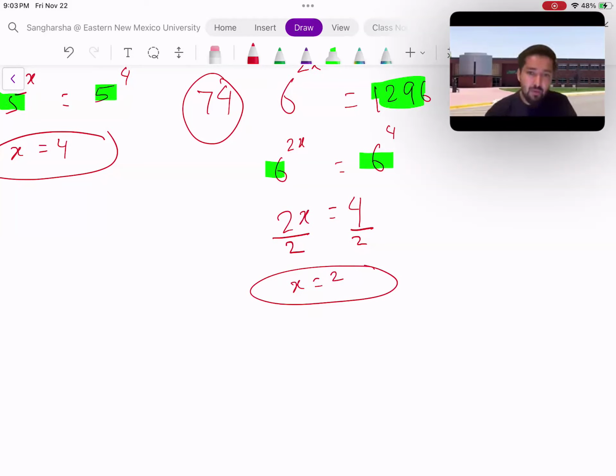Okay, let me know if you have any question. This is the one type where you can have the same base on both sides. You just equate your exponents.